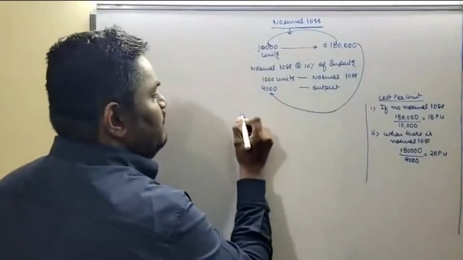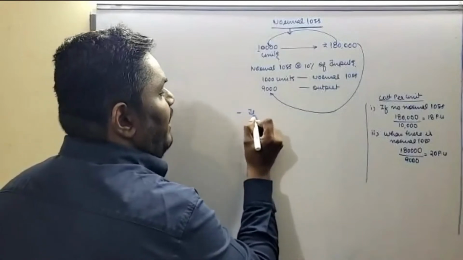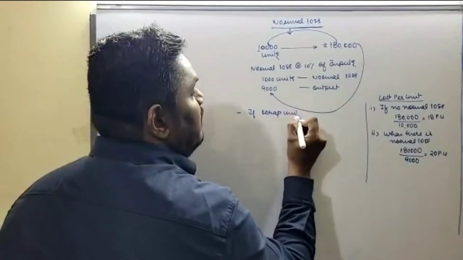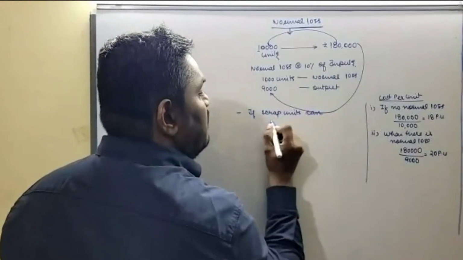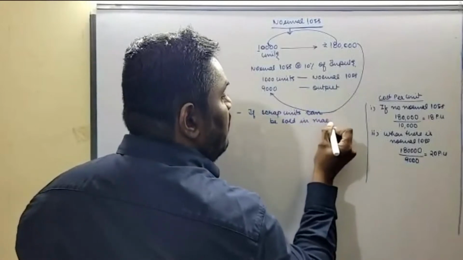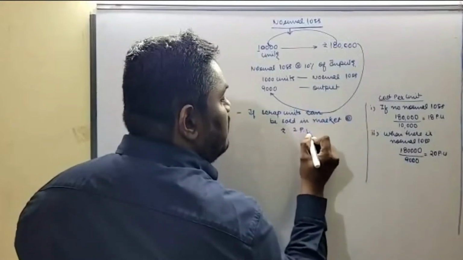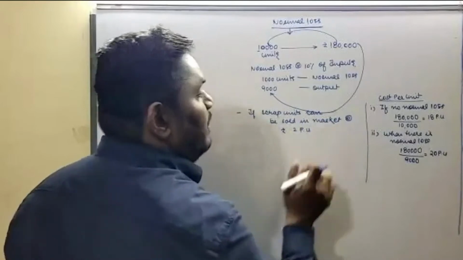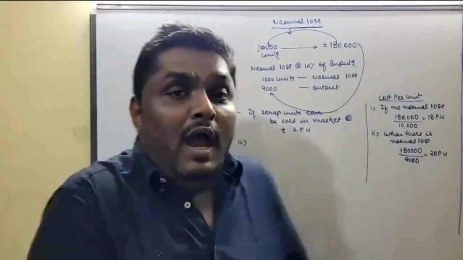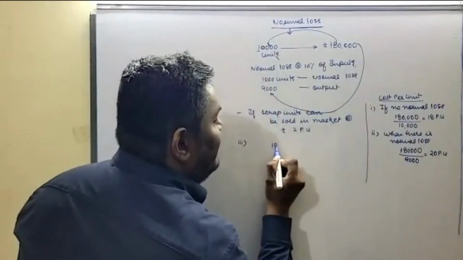So let's take one more situation. If scrap units can be sold in market at the rate rupees 2 per unit, then how much will be the cost per unit? Very simple. How much cost we have incurred for manufacturing the units? 1,80,000.